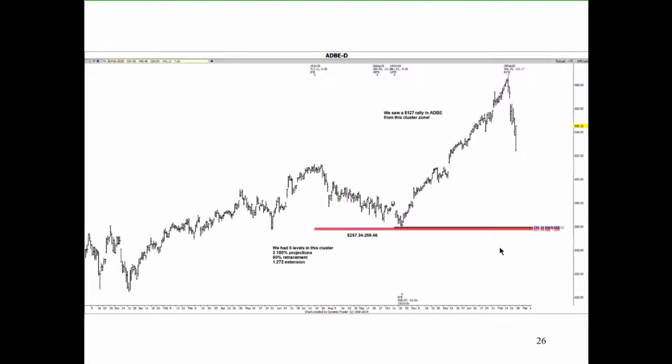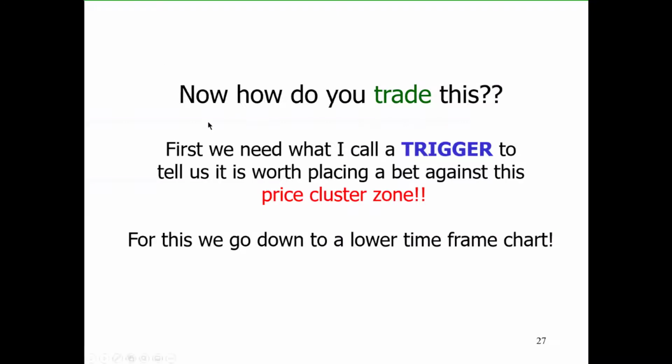Are you supposed to just buy it and put a stop underneath there? I mean, some people do that, but it's better to wait for a trigger because there are so many of these setups that the market just blows through. So you want confirmation. So again, how do you trade this? We need a trigger to tell us that it's worth placing a bet.